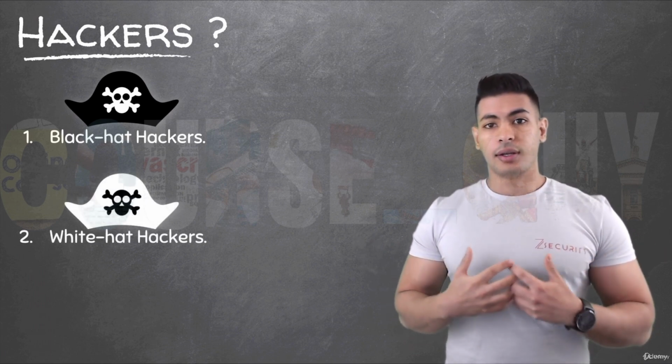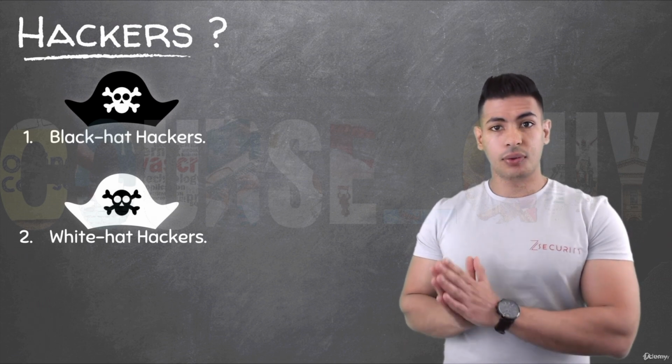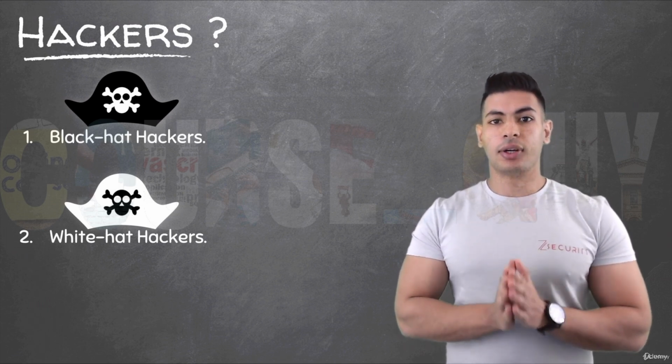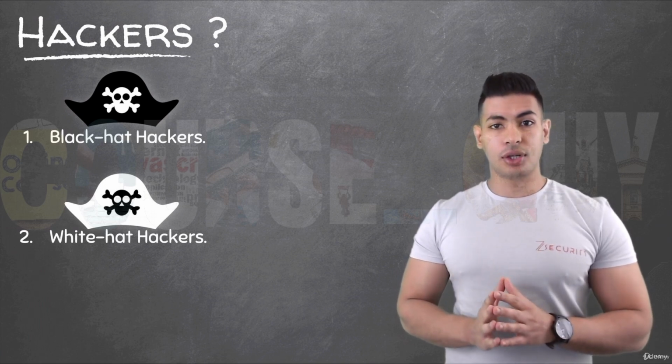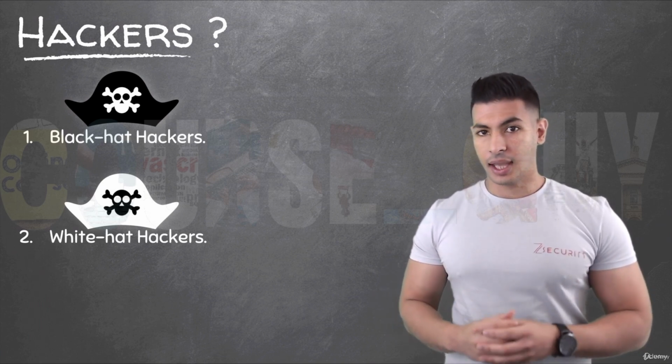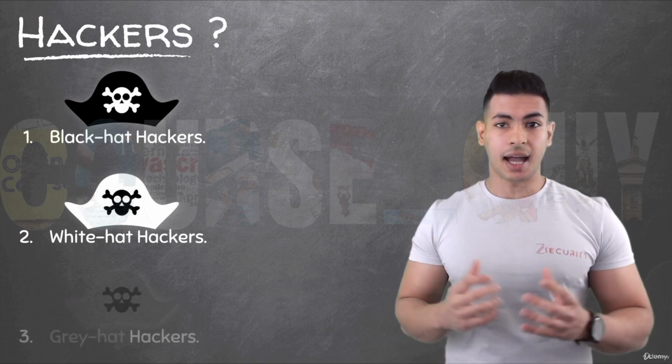So this is us. These people use the same techniques used by the black hat hackers, and they also hack into systems. But they only hack into systems that they have permission to hack in order to test the security of these systems. And finally, we have the gray hat hackers.